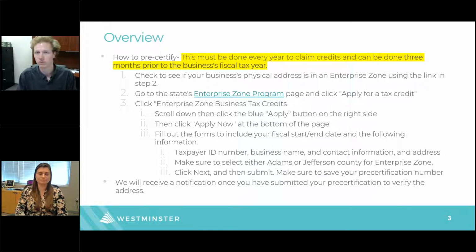While you can pre-certify anytime, it's best that you do it before your new fiscal year starts, and you can do that within 3 months prior to that fiscal year starting. And again, it takes about 5 or 10 minutes, and it's best that you apply early so that you can get the full benefit of the program for the full fiscal year. Can we progress to the next slide?